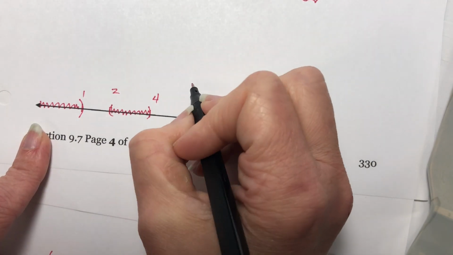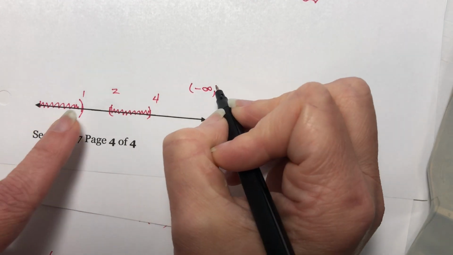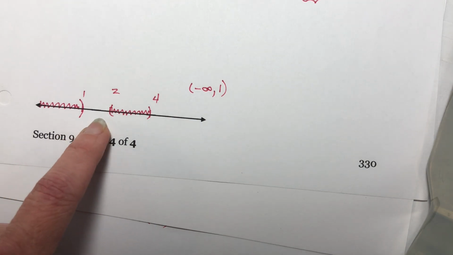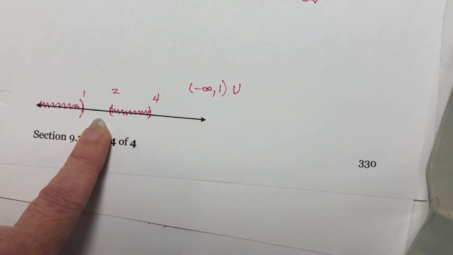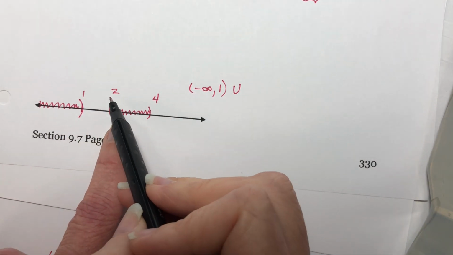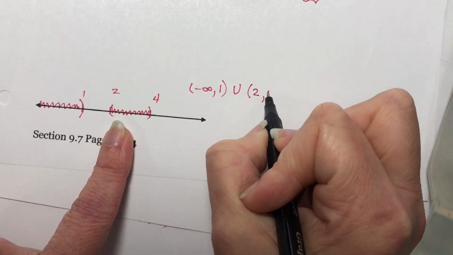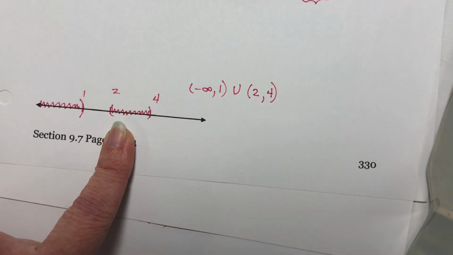This one starts at negative infinity and stops at 1, and they have parentheses. Now we use union. And then we have 2 and 4 with parentheses. Okay?